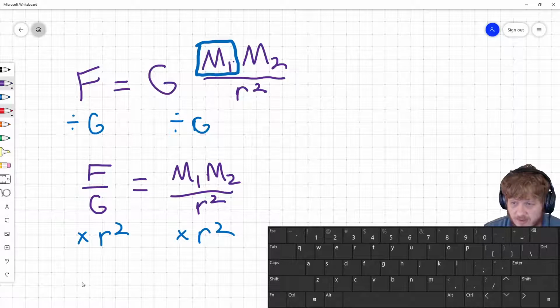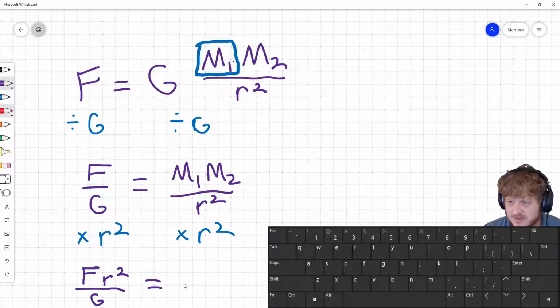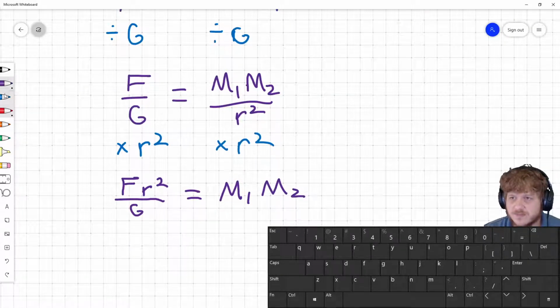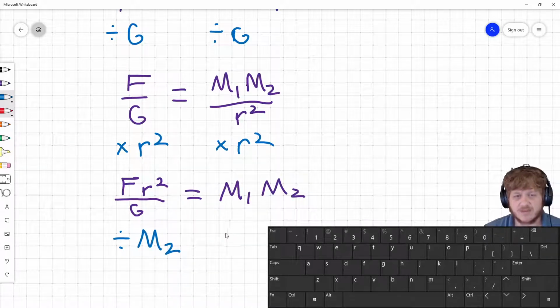So when we do that, we get F r squared. And so we can put the r squared on the top because we're doing multiplication, and then all divided by G equals m1 m2. And so what I'll do from here is we're going to divide by m2. Now, one of the key things here is that since we're dividing by m2, we can actually use pretty much the same equation to solve for m1 as we do for m2. And let me make this a little bit smaller.